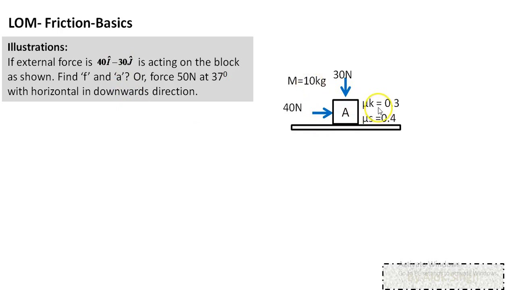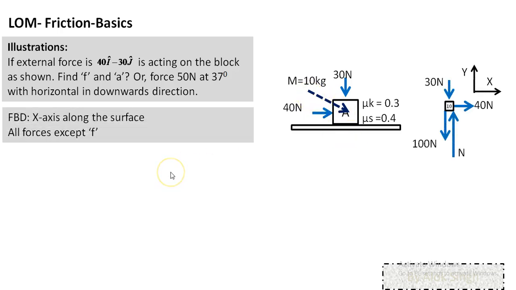Mass of the block is 10 kg, mu k is 0.3, mu s is 0.4. What you need to find? The friction force and acceleration. So force also could have been given as 50 Newton at 37 degree with the horizontal in the downward direction. Step 1, FBD, x-axis along the surface. We mark all the forces except friction force. So external force 30 Newton, external force 40 Newton, weight 100 Newton and the normal reaction. We have not drawn the friction force yet.